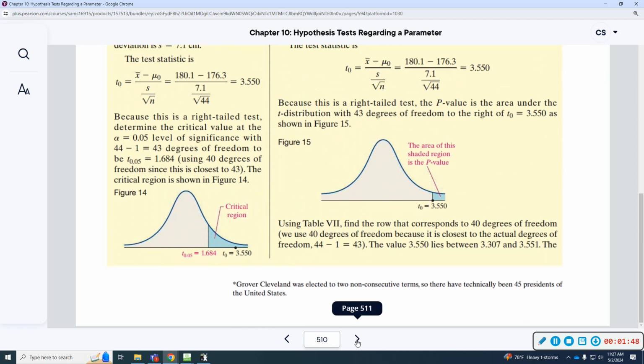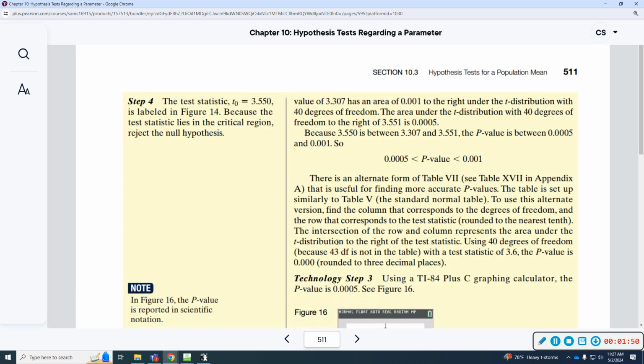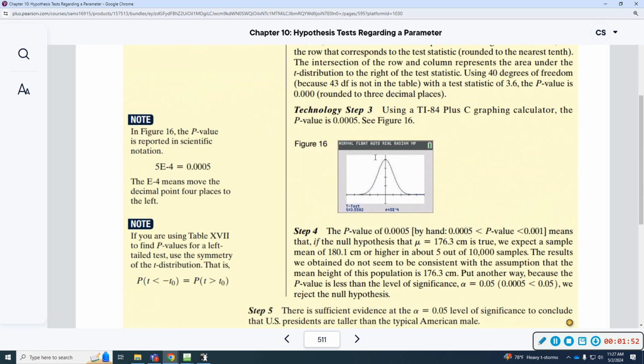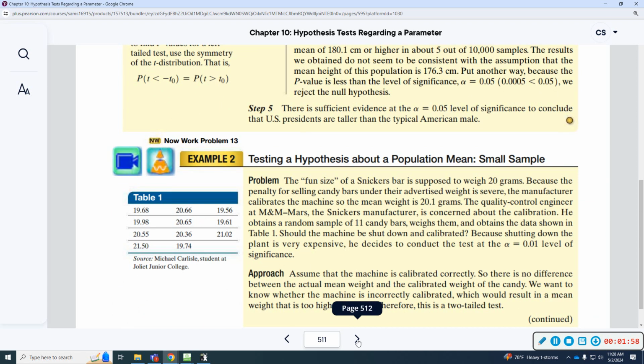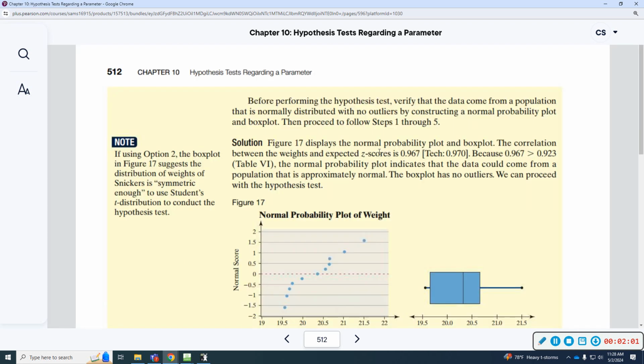looking at the p-value approach and the critical value approach. The same result: if the p-value is less than alpha, we will reject the null. If it's greater than alpha, we will not reject the null.